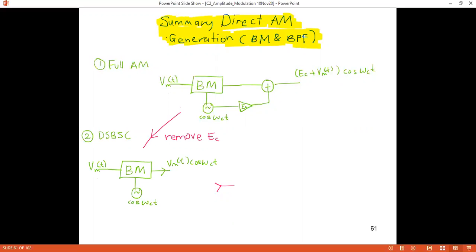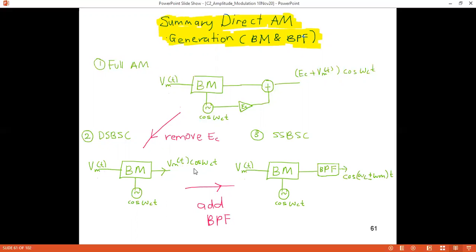And from full AM, to generate double sideband suppressed carrier, we just remove the EC part. So we remove the EC, we just multiply two signals, VMT and the carrier itself, cos omega CT, and this VMT cos omega CT will produce double sideband signals, the upper and lower sidebands.